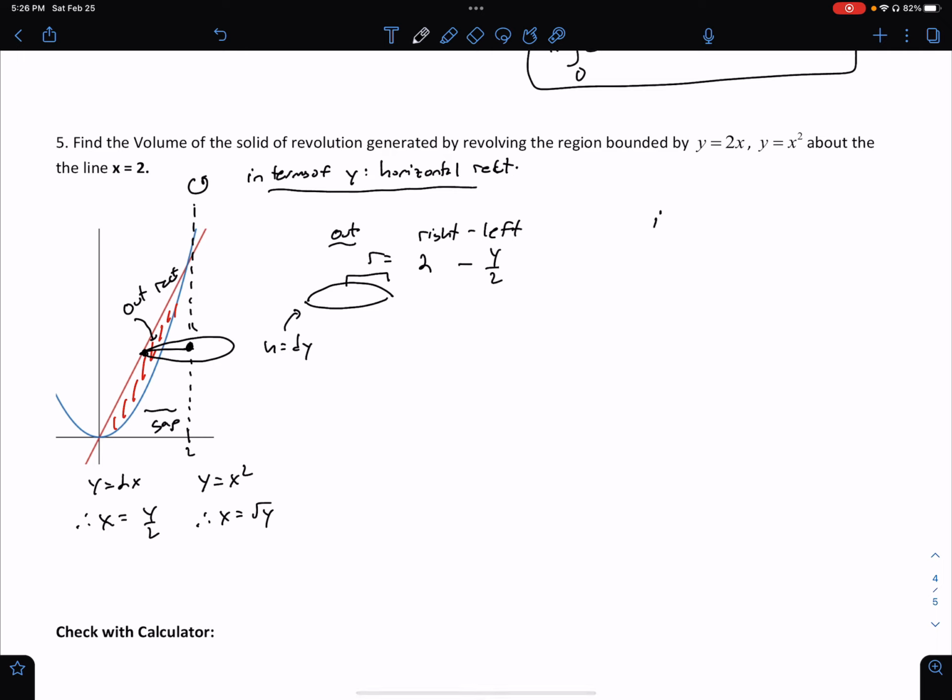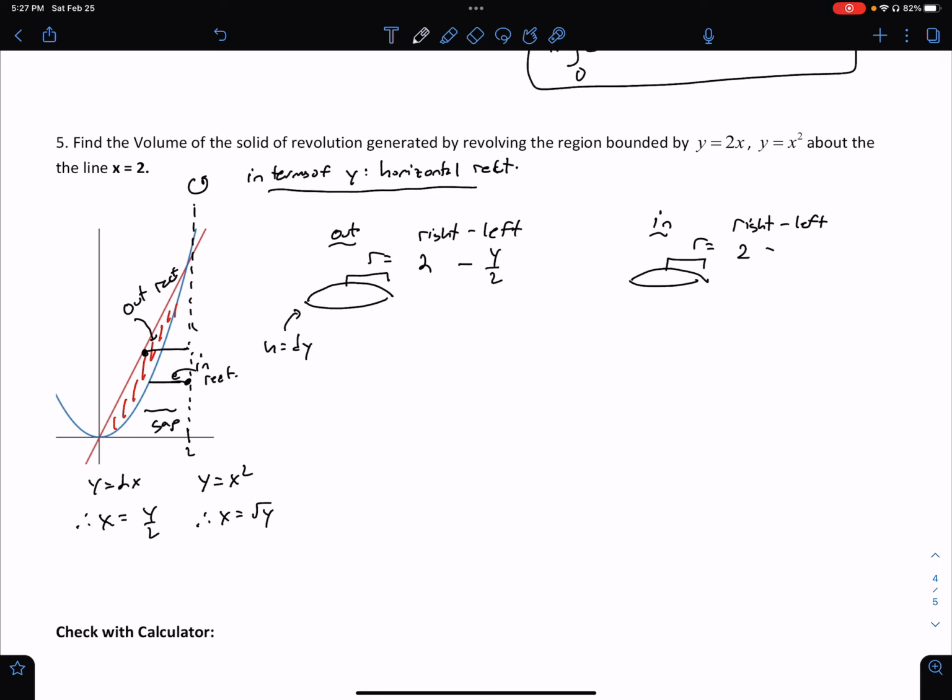Now, let's take a look at the inside disk. So I'm going to go ahead and erase this real quick. Whoops, not you. To get the inside disk, we go to here. There's my inside rectangle. It's the part that measures the gap. And again, it's going to be horizontal. So the radius is still going to be right minus left. On the right, let's take a look here. On the right, I still have that line x equals 2. So my right is still 2.